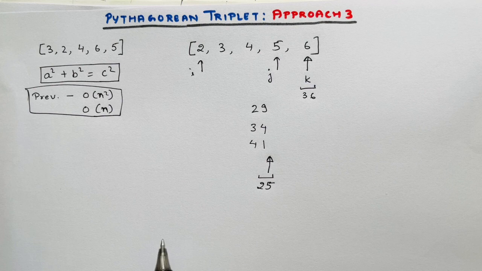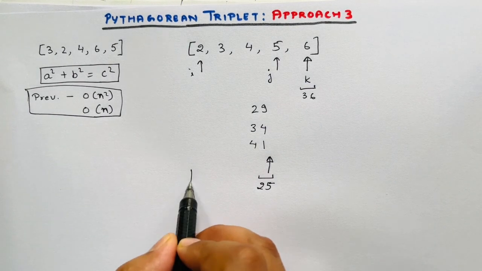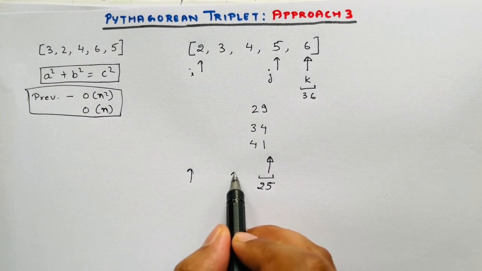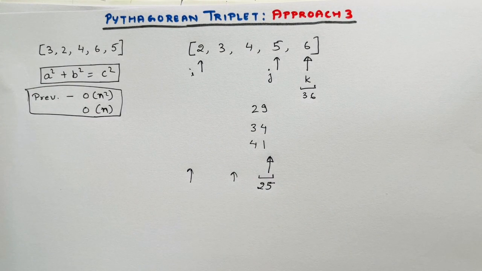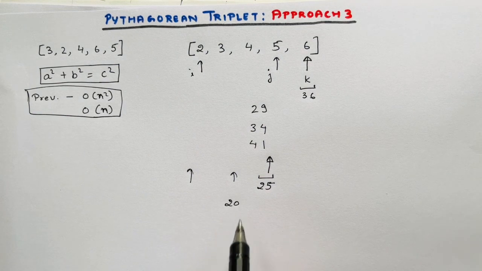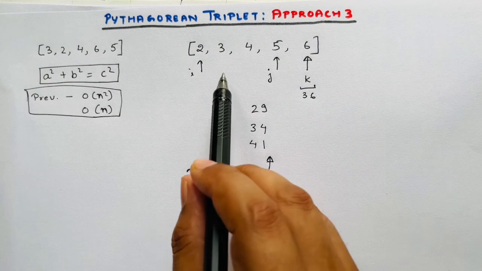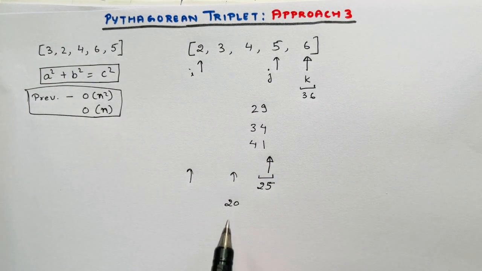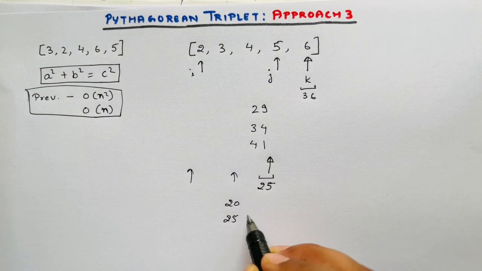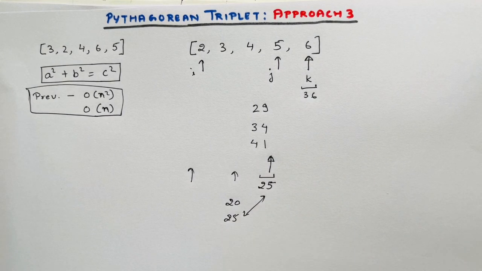Now let's see if we can find A and B from the remaining array. Again, we start from the two extremes, 2 and 4. Now, what will be A square plus B square? 4 plus 16, 20. Now this 20 is less than 25. So we should progress I. Now we progressed I, and now 3 and 4. Now 9 plus 16 becomes 25, which is our C square, and hence we can return true.